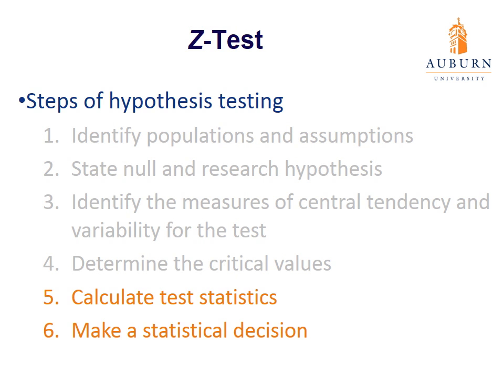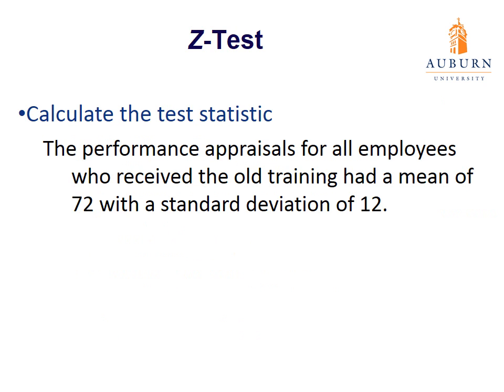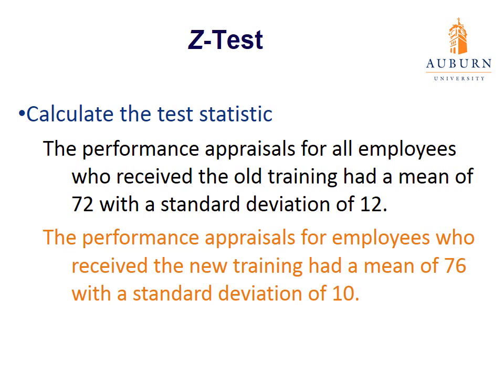Let's calculate our test statistic. Now, if you remember from the scenario, we said that all employees with the old training had a mean of 72 with a standard deviation of 12. And then remember that we took that standard deviation and we turned it into a standard error, and that standard error was 2.19.